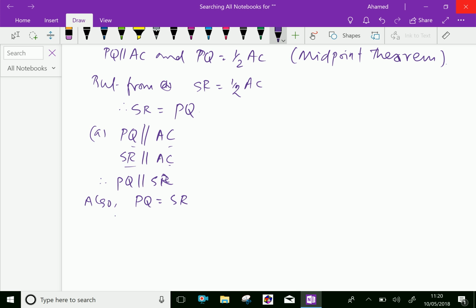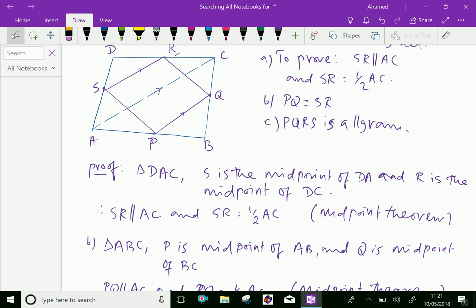Therefore we can say PQRS is a parallelogram. We proved here PQRS is a parallelogram.